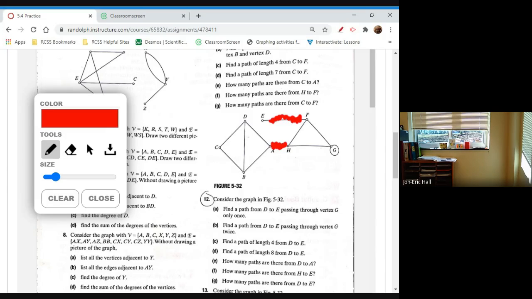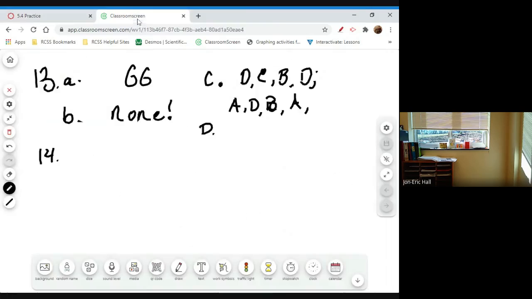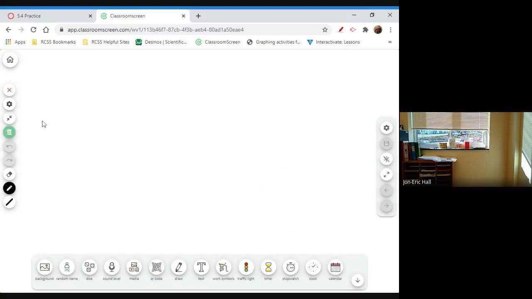15A. For 15B and 15C, you just draw it. So for 15A, we write A to H, and then E to F.